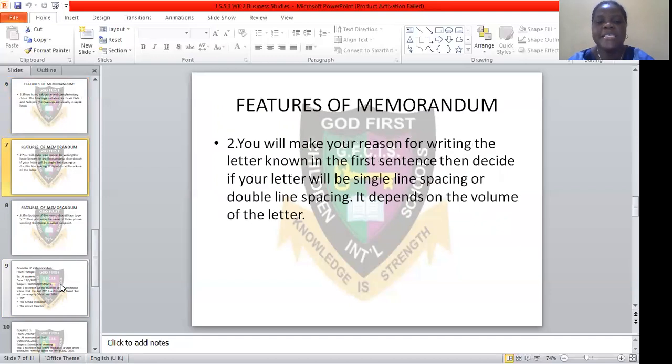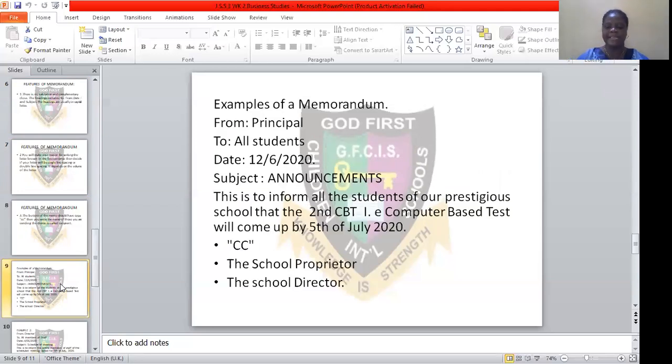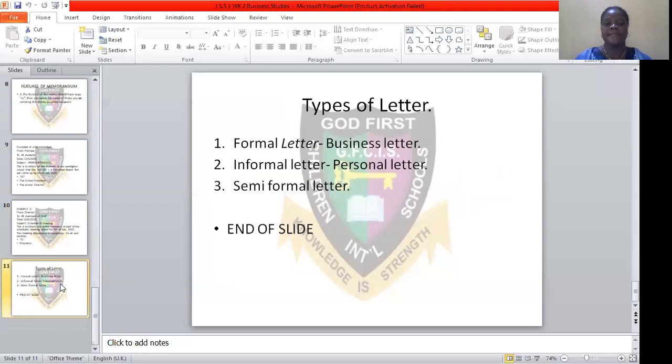Then another feature is the body: you write the reason why you are writing the memo in the first instance, and you will not lump it together. You give it line spacing, either single or double line spacing. And the third one is, instead of yours faithfully or yours sincerely, it's going to be copy. Then the examples I've given, you remember that. And the types of letter include the formal letter, informal letter, and semi-formal letter.